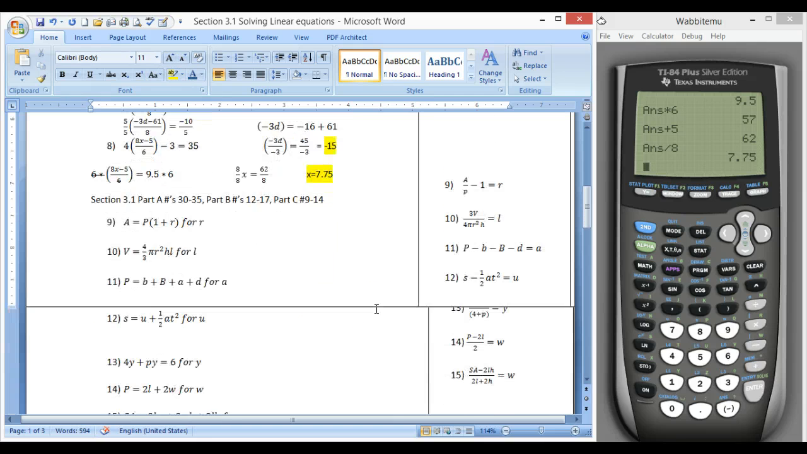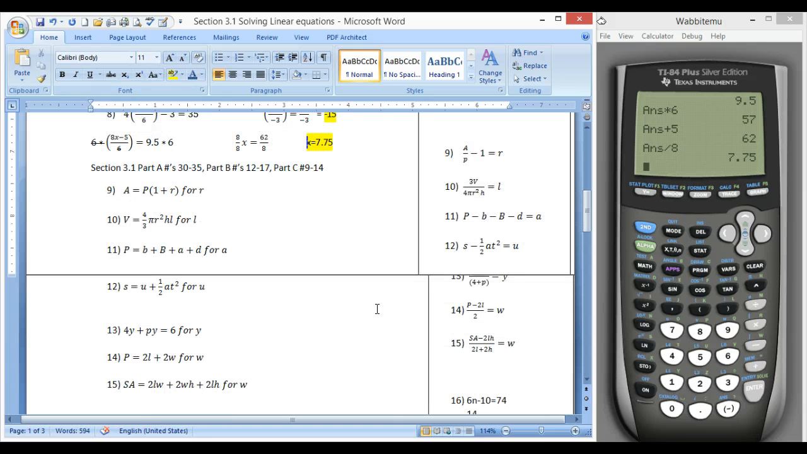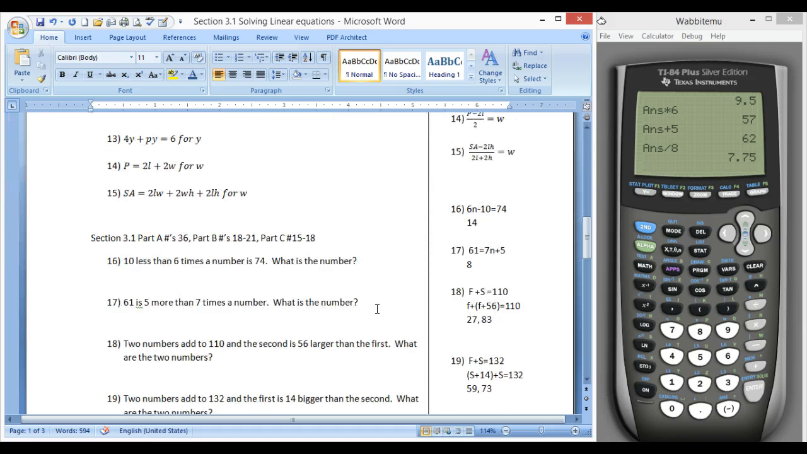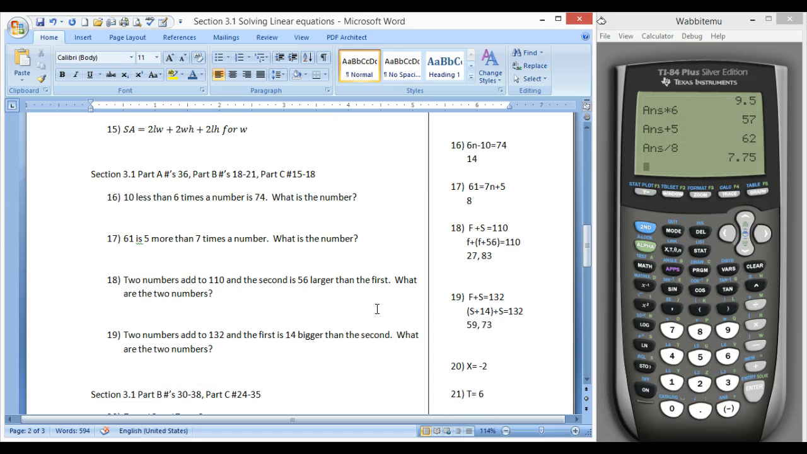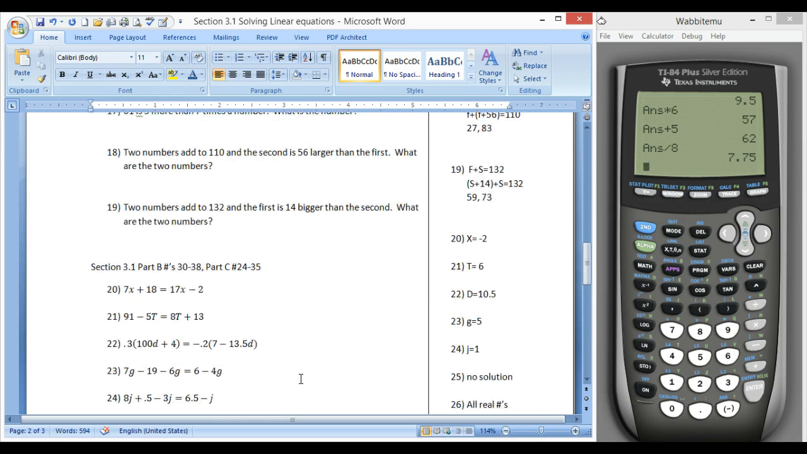All right, the next part is working with solving an equation for a variable. I'm going to do that in part 2 of this lecture. Also, this part is more of the word problems. Again, I'm going to do that in part 2.